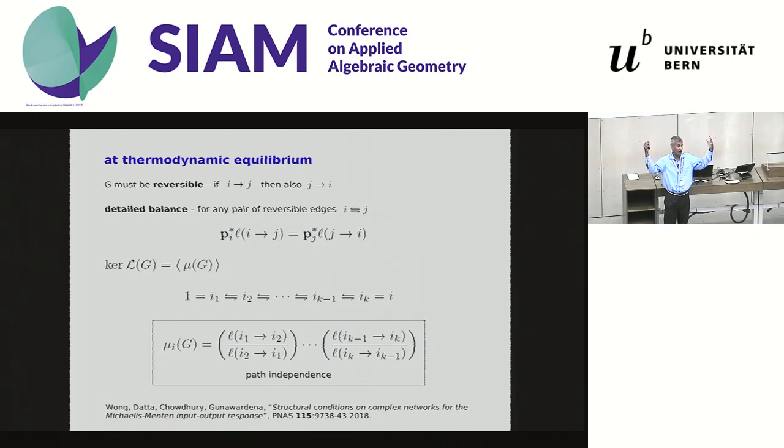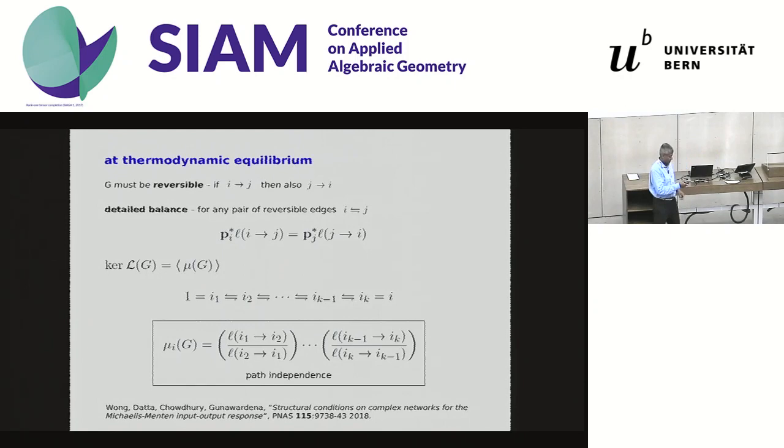So this detailed balance property is a very deep and fundamental result in physics. If you ask the physicist where it comes from, it's time reversal symmetry of the laws of physics. It's highly non-trivial. Okay? So this is kind of the magic that happens at thermodynamic equilibrium.